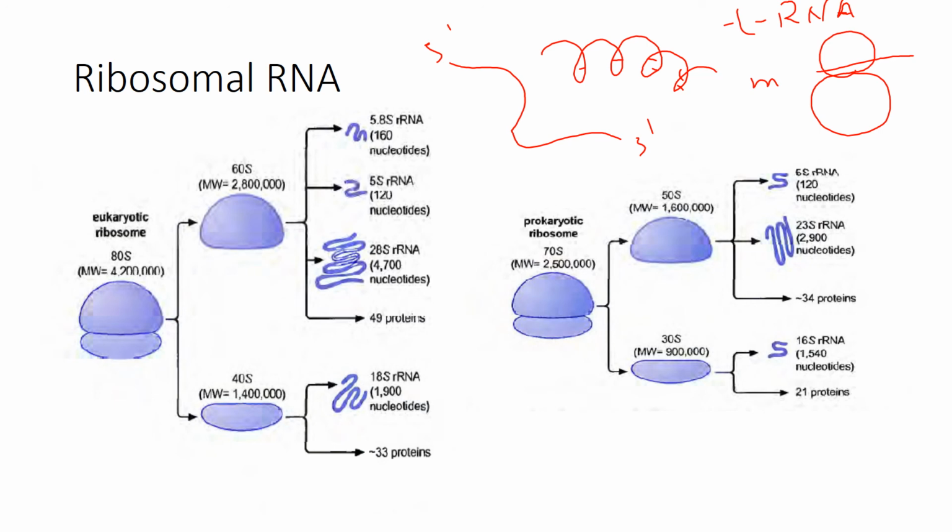So with this we complete the topic of RNA, wherein we studied the structure of RNA, its basic chemistry, its composition, and then the three types, that is messenger RNA, transfer RNA, and ribosomal RNA.